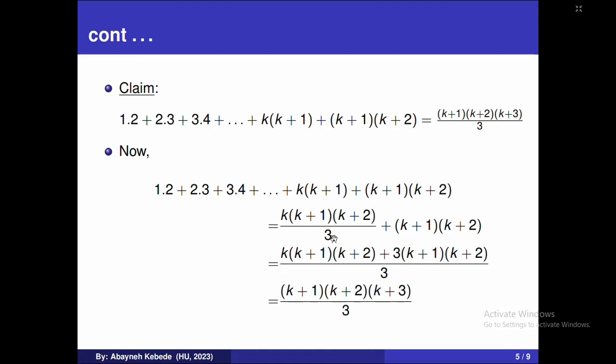Now, by taking the LCM, we have k times (k plus 1) times (k plus 2) plus 3 times (k plus 1) times (k plus 2), the whole over 3. Dear students, here we have a common factor (k plus 1) times (k plus 2). By taking it common, we have (k plus 1) times (k plus 2) times (k plus 3), the whole over 3. This is the required result, and hence it is true for n equals k plus 1.